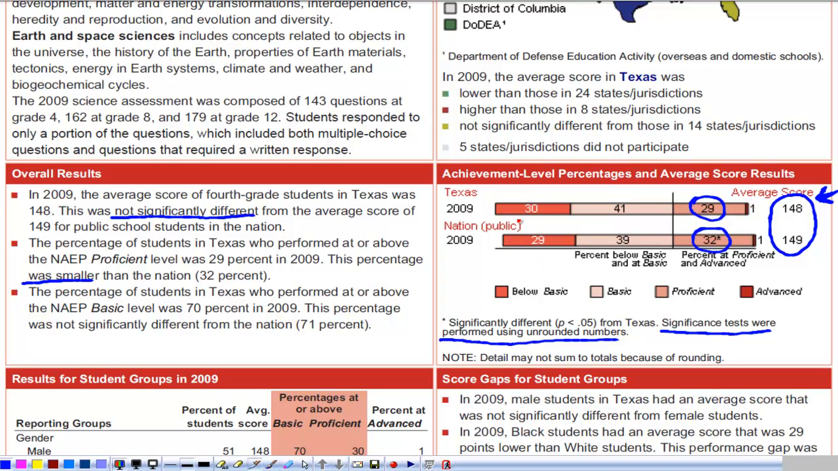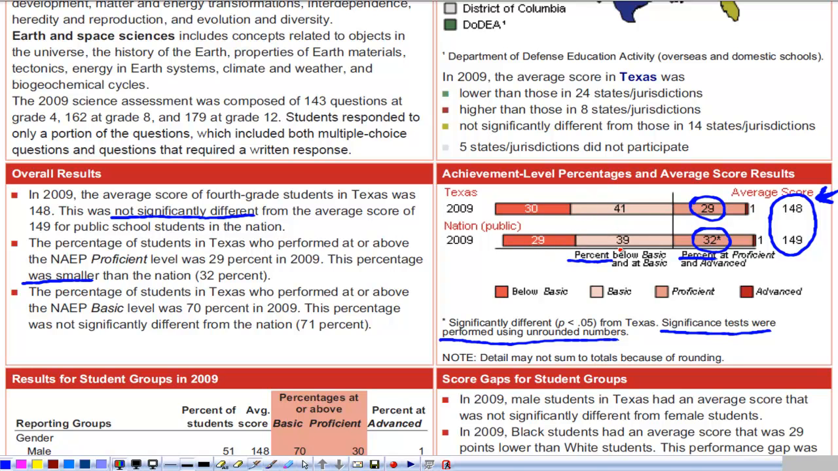Okay, now something funny to see here is that if you add up these percentages, right? I have 30 plus 41, that's 71. And then if I add 71 to 29, that's 100. But then I add 1, that's 101. These are supposed to be percentages. Why did the percents add to 101? And it turns out that happens for the nation too.